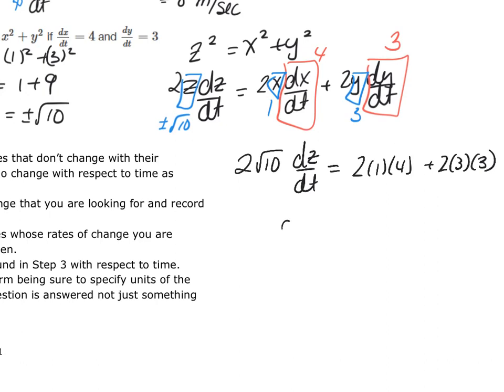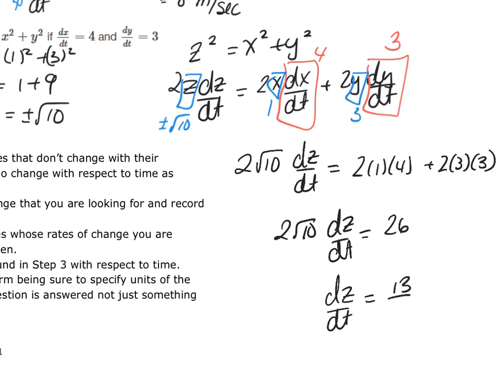All right. So I have 10 root 2 root 10 dz/dt. And then on the other side of the equal sign, what does this add up to? 26? Now I'm going to divide both sides by 2 and the square root of 10. And so I end up with 13 over the square root of 10. That's my final answer. Divide both sides by 2. So 26 gets reduced by 2, and the square root of 10 is just coming along for the ride. You do not need to rationalize in this class. You can if you want to.